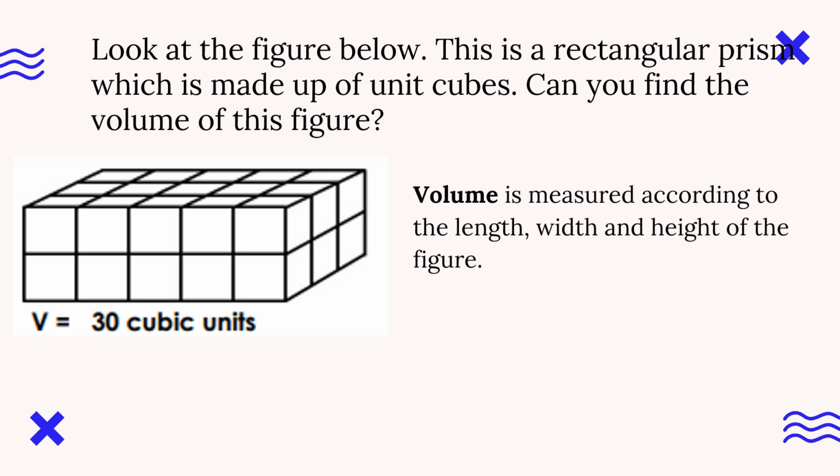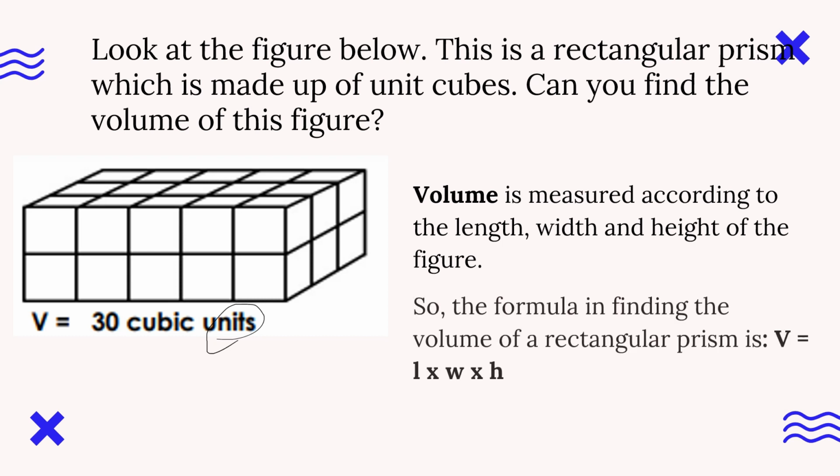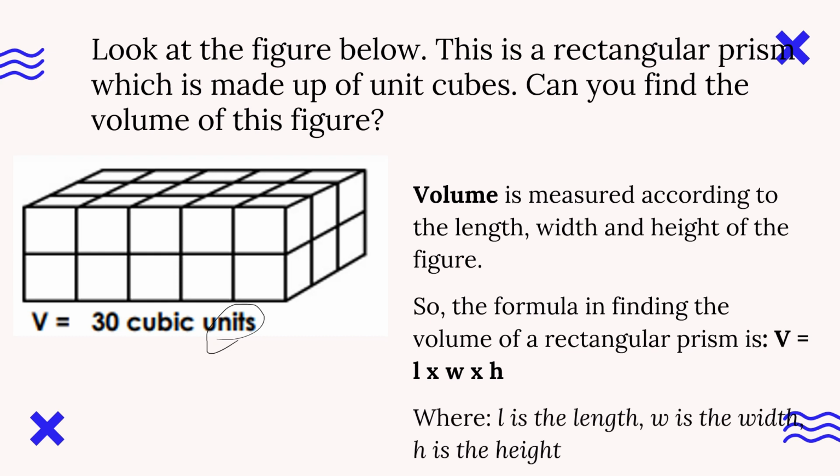So, kapag walang ibinigay na unit, na wala ng centimeter, inches, meter, automatic ang sinasabi natin ay units. So, volume is measured according to the length, then the width, and the height of the figure. So, the formula in finding the volume of rectangular prism is V equals length times the width times the height. Wherein, L is the length, W is the width, H is the height. Okay, pwede naman kahit ano yan. So, V, following the rule, length times the width times the height or the formula.